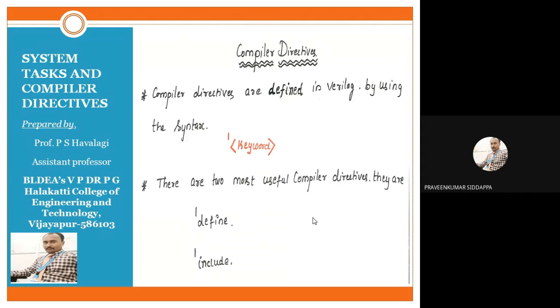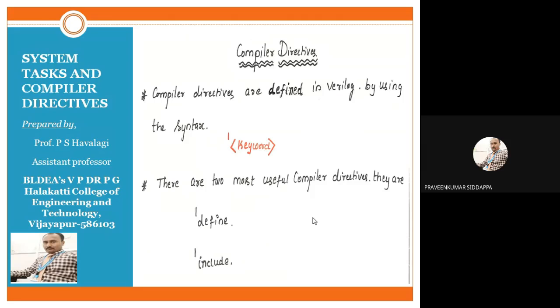So the syntax is tick mark followed by a keyword. Here the keyword is include: tick mark include, tick mark define. These two are the compiler directives we are using in Verilog language. There are two most useful compiler directives: tick mark define and tick mark include.